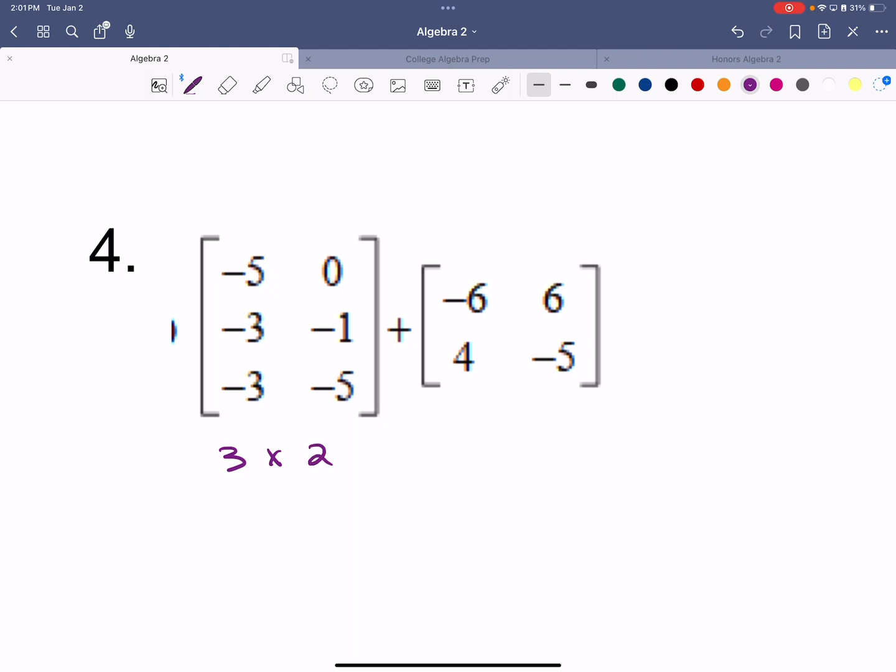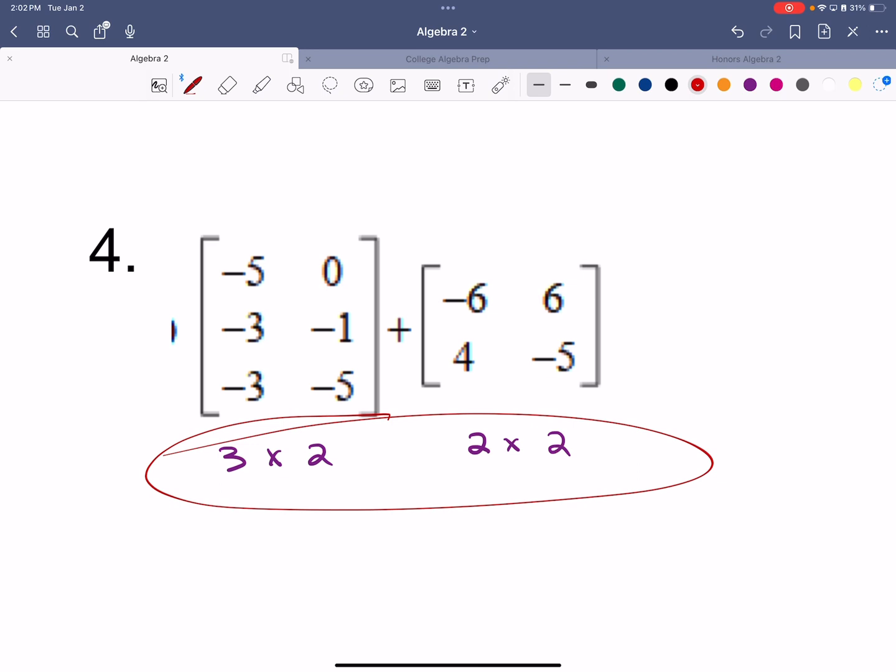How many rows and columns does the second one have? 2 by 2. So we've got a 3 by 2 and a 2 by 2. Can you add them together? Nope, can't add them together. Because these two things are different, that's your red flag right there. Can't be done. You're done. So if you get one like that, just say can't do. Simply put, can't do.